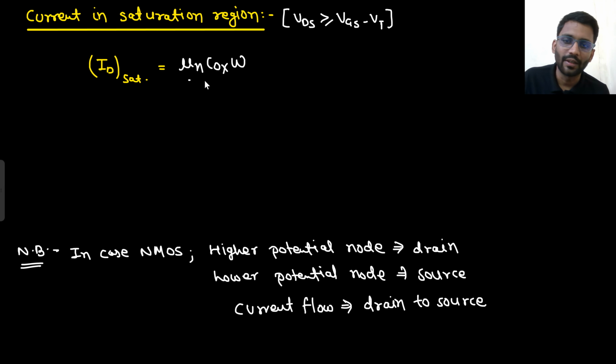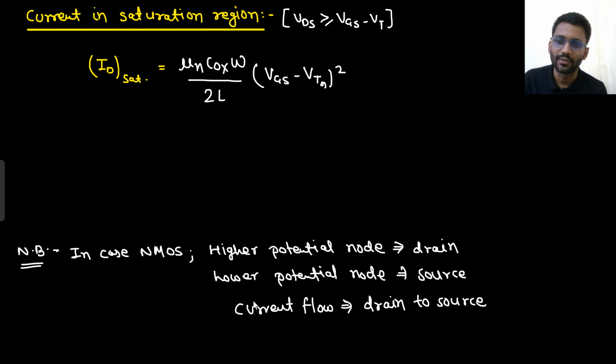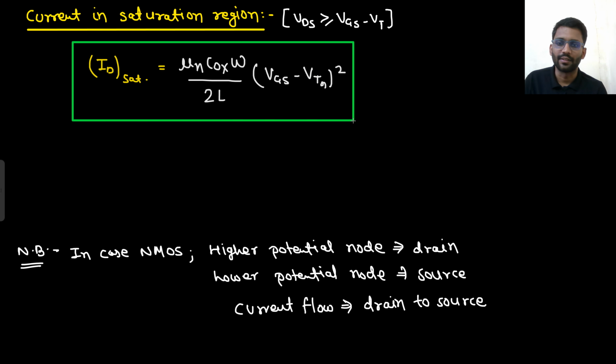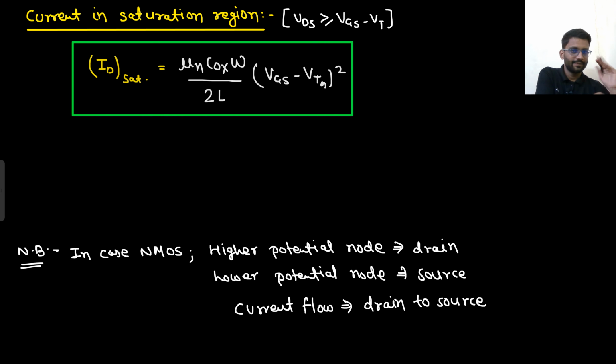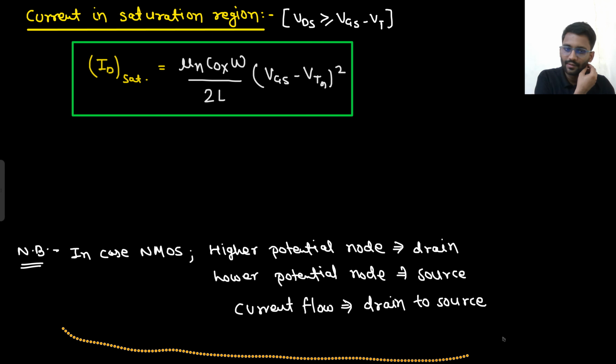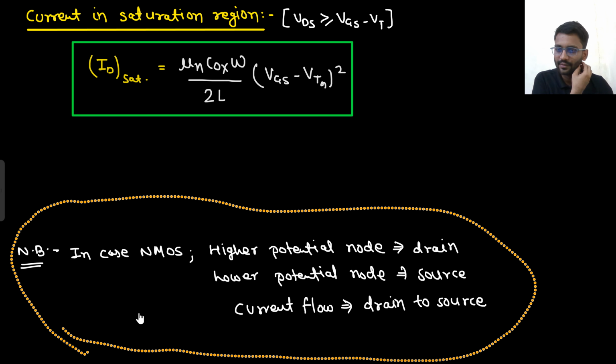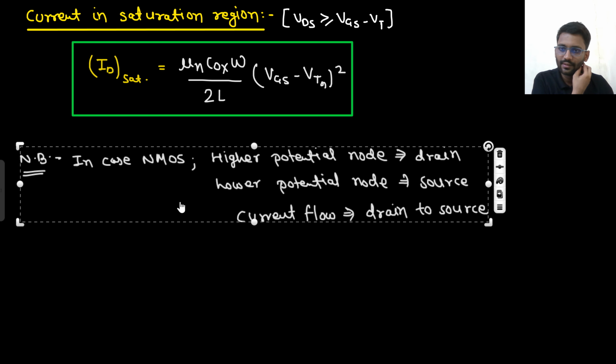Mu n Cox W by L by 2, VGS minus VTN whole square. So that will be my current in saturation region, right, which is constant. Understood? Well and good. So is there anything else I need to write? Or is that it? That's it, right?